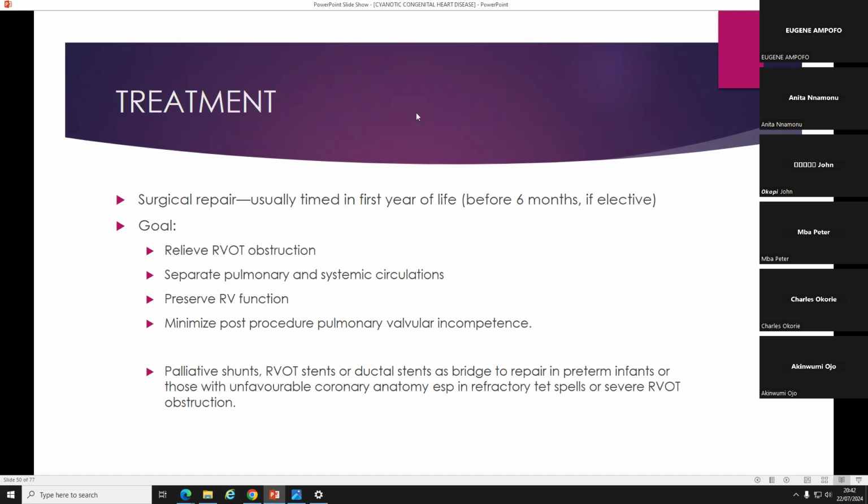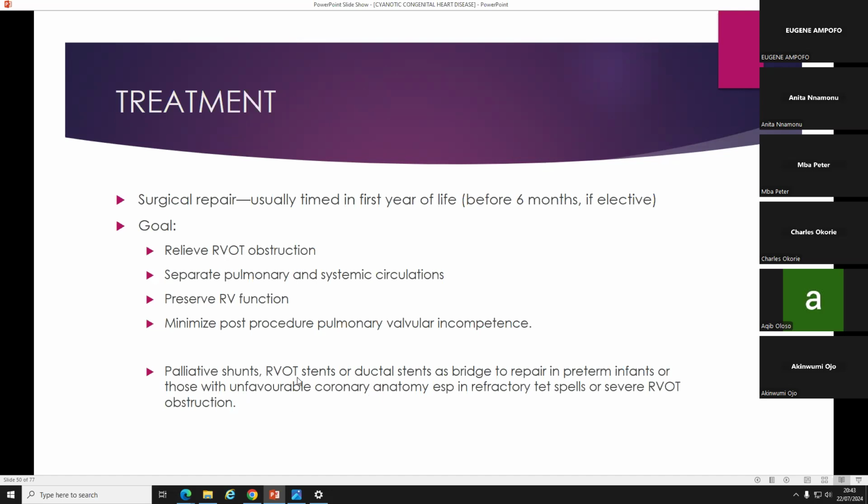Surgical repair is usually timed in the first year of life, before 6 months if elective. And the general goal is to relieve right ventricular outflow tract obstruction. This is usually for TOF, which is the commonest. So we're focusing more on the common ones. So the goal for this is to relieve right ventricular outflow tract obstruction, to separate pulmonary and systemic circulations in situations where a patient has a univentricular physiology, to preserve right ventricular function, and to minimize post-procedural pulmonary valvular incompetence because they do present with pulmonary regurgitation later on in life, which is how they end up in our clinics as adult cardiologists.